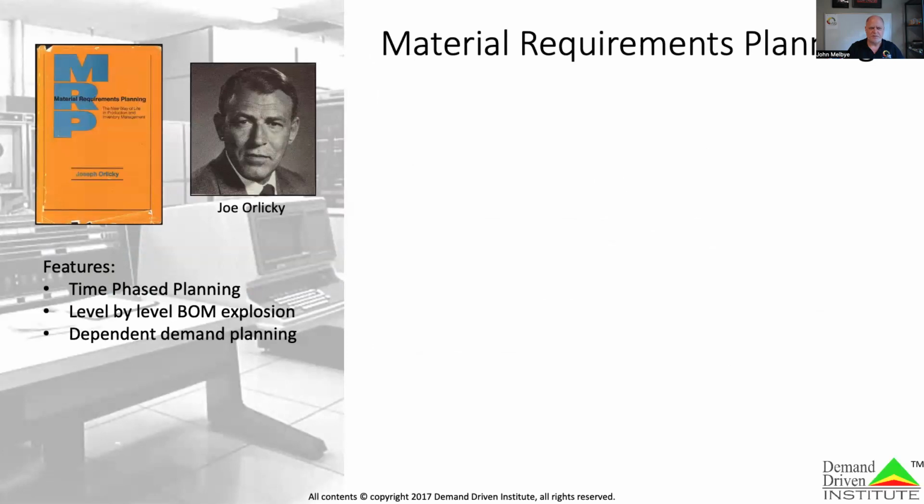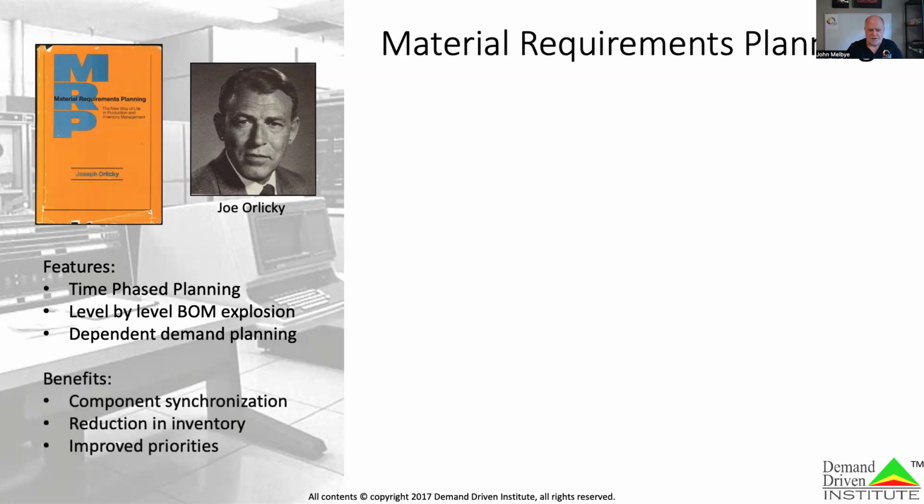Joe Orlicky wrote the book, 1975, and the idea was that we were going to be able to run our supply chains using time phase planning, level by level bill of material explosion, and dependent demand planning. The benefits were going to be component synchronization, reduction in inventory, and improved priorities. Now, let's unpack a couple of those things.